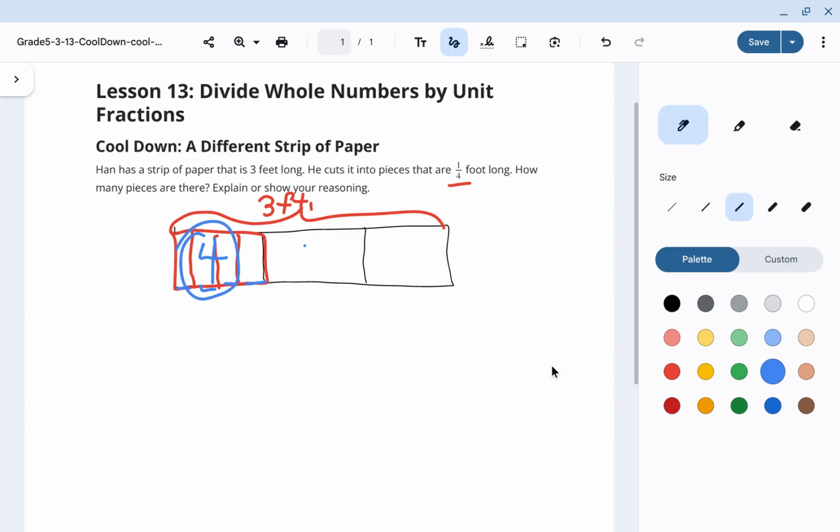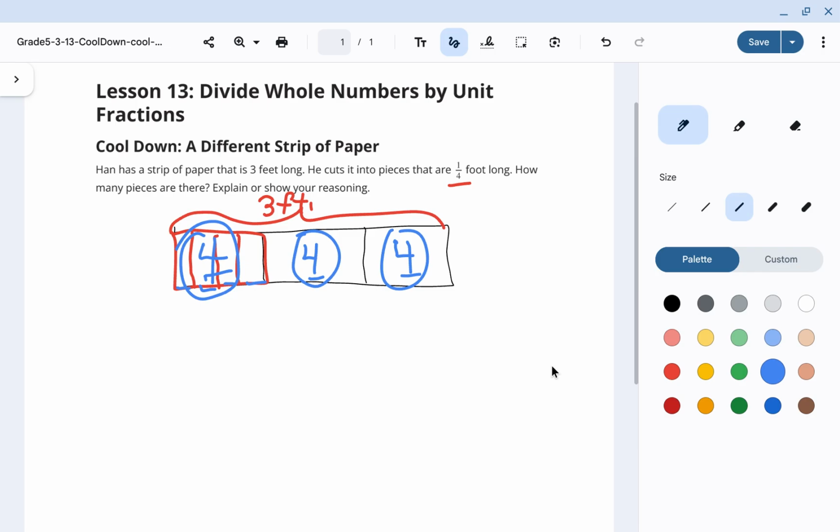Well, the same thing will be true of the second piece. We'll have 4 strips of paper there. And in the final foot, we'll also have 4 strips of paper. So we could show that with the continuing division, but I could also just label and say, okay, that 1 foot is 4 pieces. And then we have 4 more pieces in the second foot and 4 more pieces in the third foot of paper.